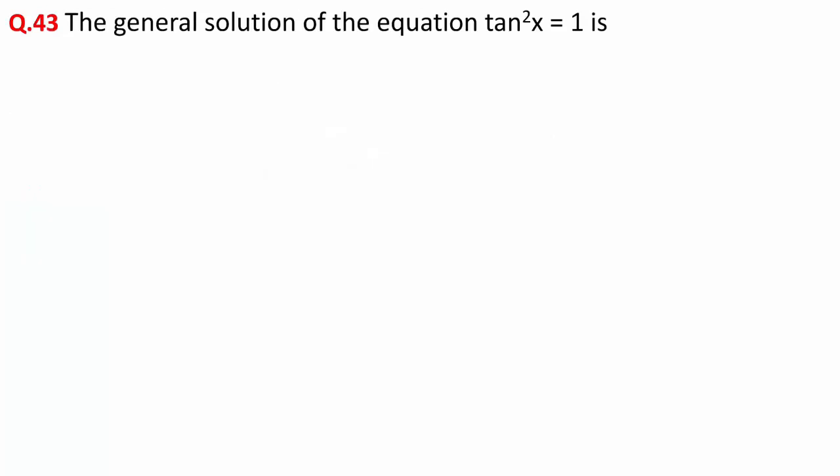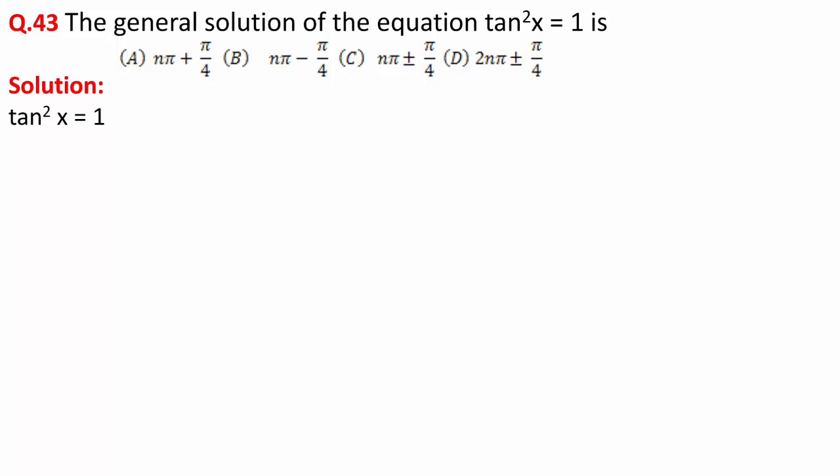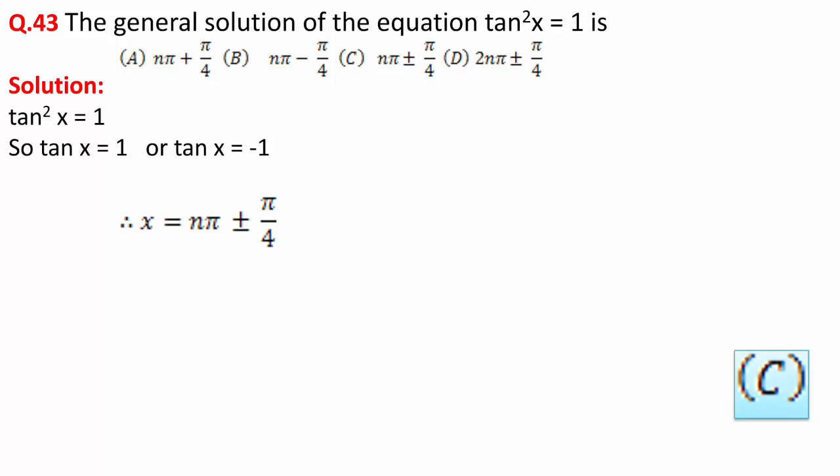Question 43. The general solution of the equation tan square x equal to 1 is, options are A n pi plus pi by 4, B n pi minus pi by 4, C n pi plus minus pi by 4, D 2n pi plus minus pi by 4. Solution. Tan square x equal to 1. So tan square x minus 1 equal to 0, which gives tan x equal to 1 or tan x equal to minus 1. Therefore x equal to n pi plus minus pi by 4. Hence the correct option is C.